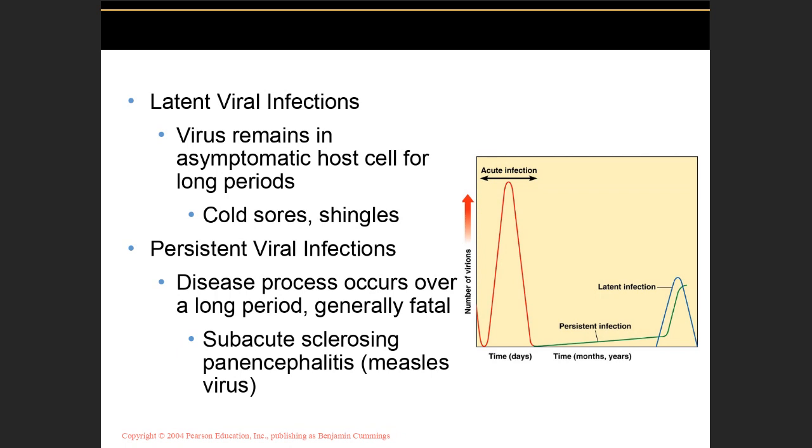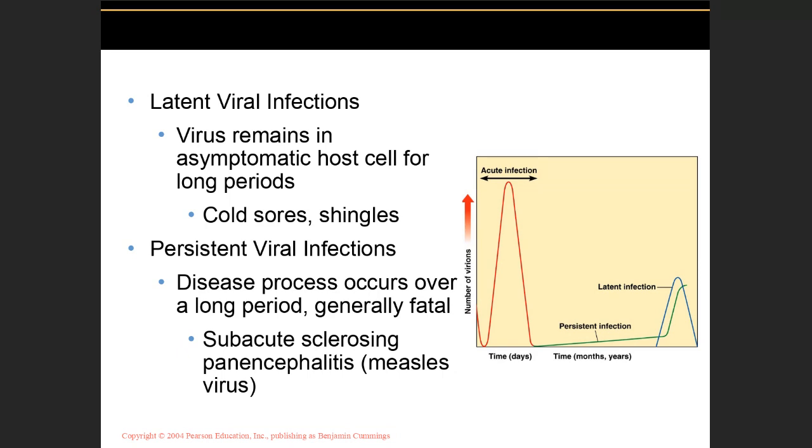Now, persistent viral infections are very different. A persistent infection is one where the patient cannot bring the virus under control. So their immune system just cannot bring the virus under control, and so the infection persists for a period of time, and it is a progressive condition which is almost always fatal. So an example is subacute sclerosing panencephalitis, which is caused by the measles virus.